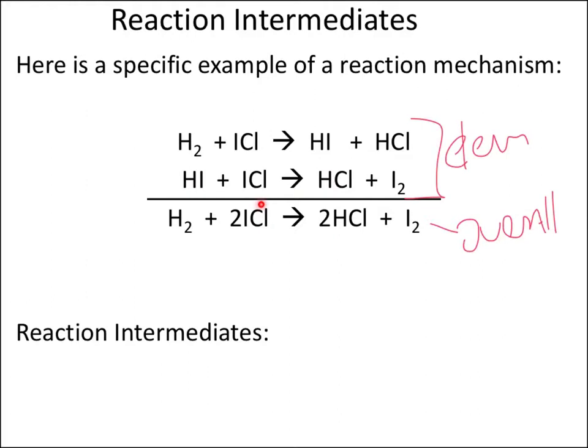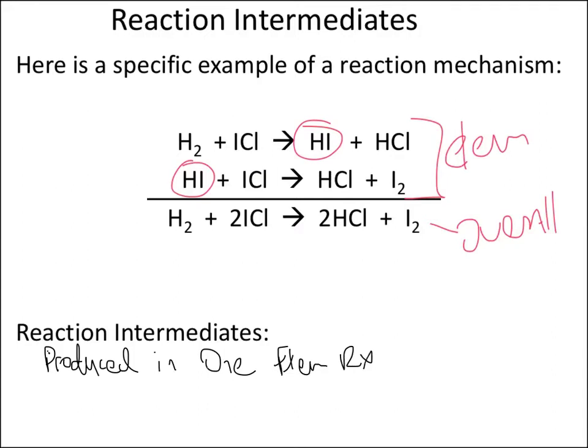Something I definitely need to point out here is this HI. Notice it's formed in the first reaction and then consumed in the second reaction. By definition, that's what a reaction intermediate is. Let's put this definition down here. A reaction intermediate is produced in one elementary reaction and consumed in another.